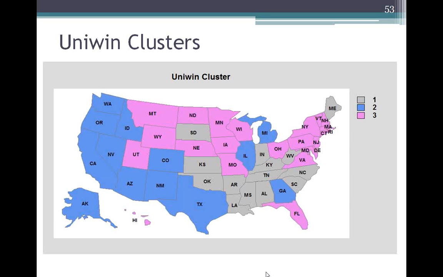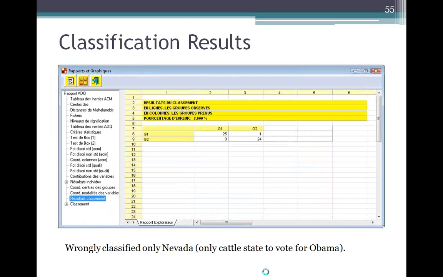If you're curious about what Uniwin missed when it did the classification, the only state it wrongly classified was Nevada. In fact, Nevada was the only cattle state that voted for Obama. And that may well be the reason that it wrongly classified it. All the other cattle states, Texas, Oklahoma, Wyoming, Colorado, those sorts of states, well, maybe not Colorado, but Wyoming, Montana, Texas, Oklahoma, all the cattle states went for Romney.